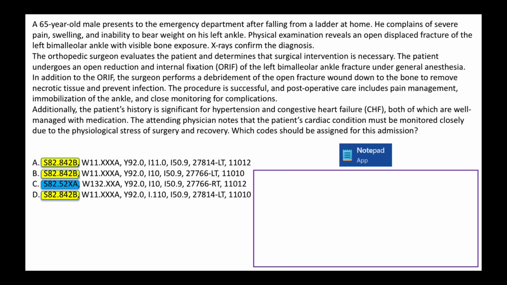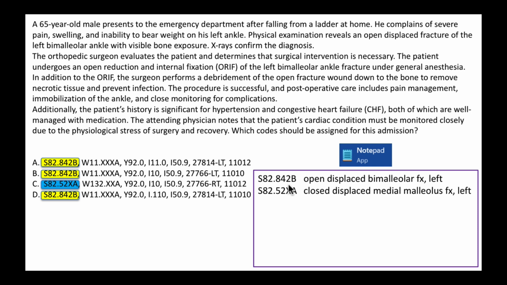Then type the ICD-10 code description. Remember, you don't have much time to type the entire description, just a few keywords or main terms to help you see the difference between them. Based on what you just typed in Notepad, you have two codes: S82.842B, open displaced fracture of the left bimalleolar, and S82.52XA, closed displaced fracture of the left medial malleolus.